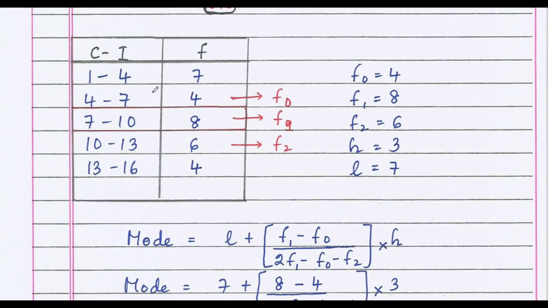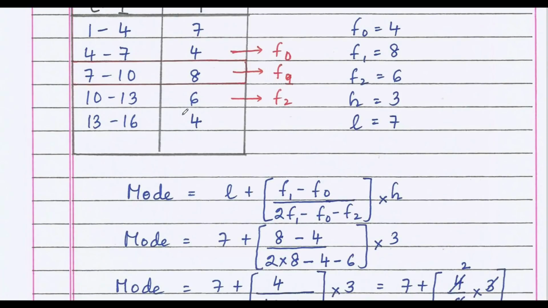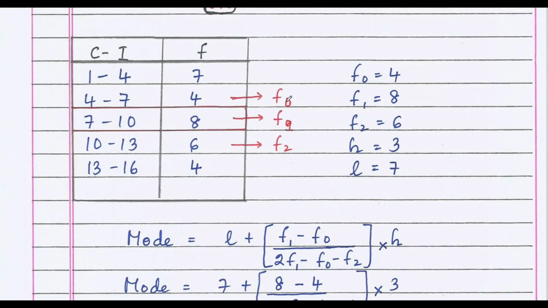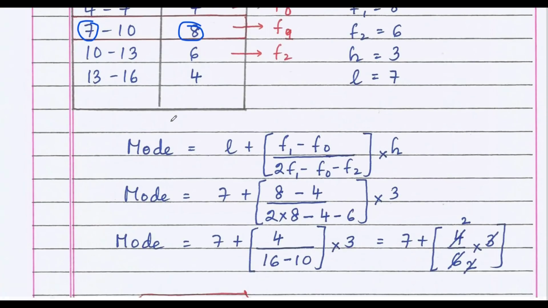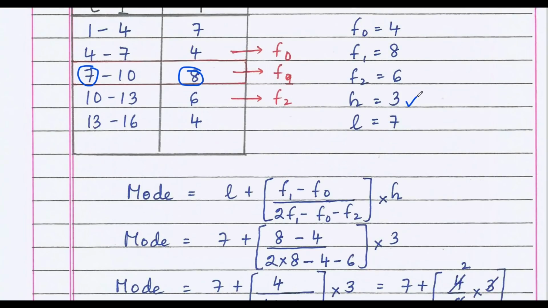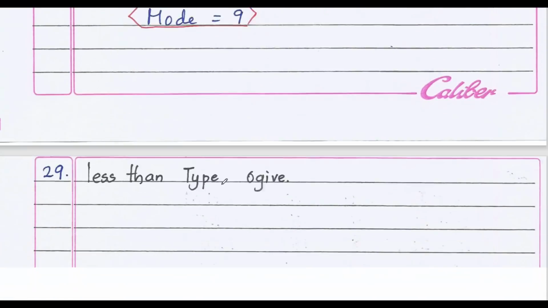Next, our question is finding mode. Finding mode of the given data. Mode equals L plus f1 minus f0 divided by 2 f1 minus f0 minus f2 into h. That is, f0 is 4, f1 is 8, f2 is 6 and the lower limit value is 7, and that is of the modal class. The highest frequency class corresponds to the modal class. Substituting all the values, h is the class size, that is 4 minus 1 or 7 minus 4, we get 3. Lower limit is what? 7. Substituting, we get mode equals 9.